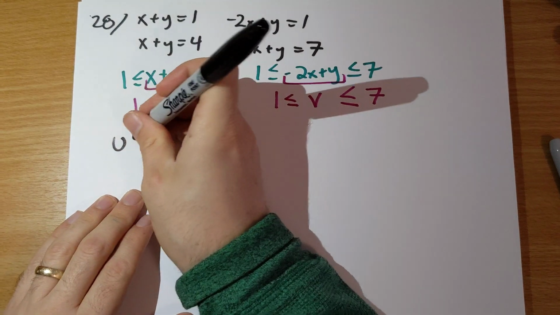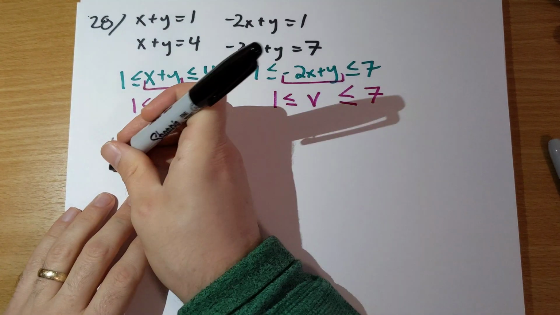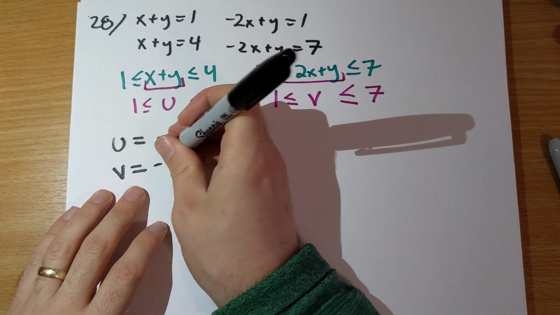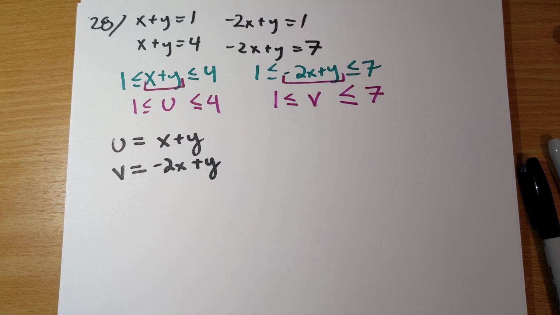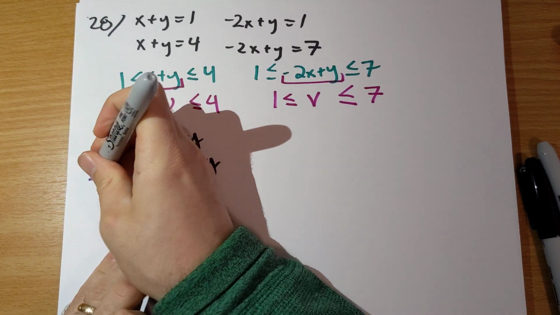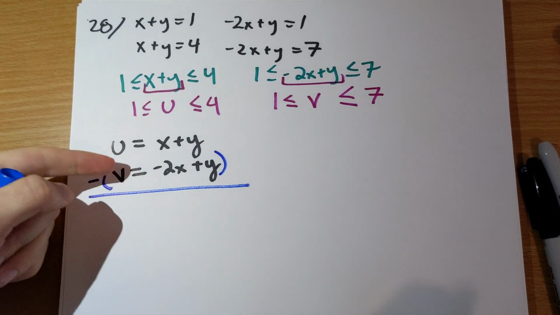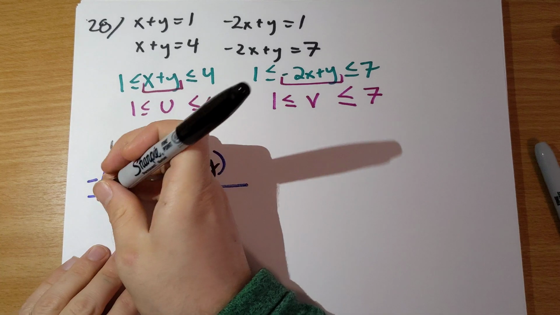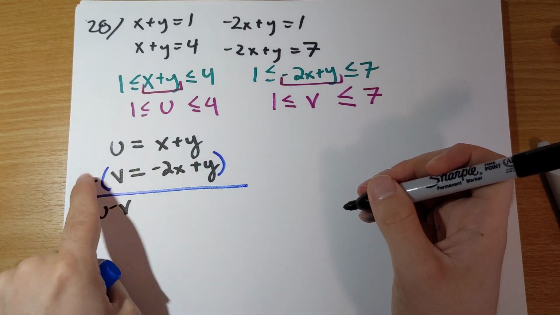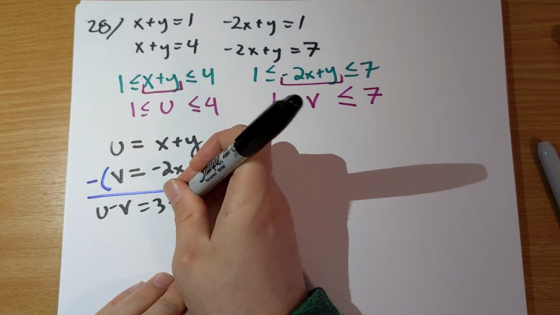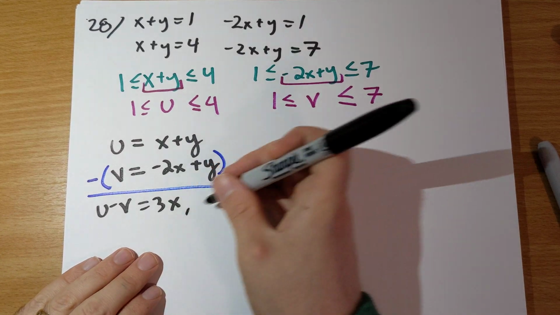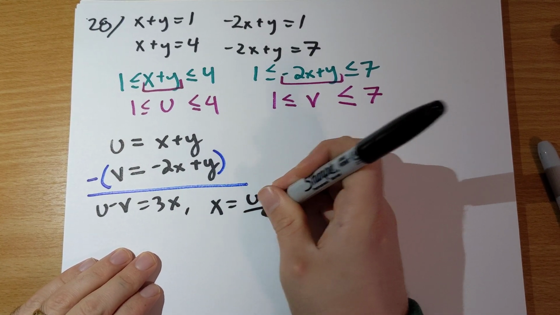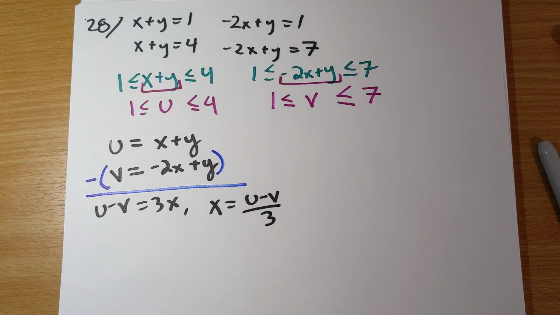So we have u is equal to x plus y. We have v is equal to negative 2x plus y. We want to solve for x and y in terms of u and v. Okay, how do we do that? I'm going to subtract the second equation from the first equation to get u minus v is equal to x minus negative 2x, which is x plus 2x is 3x, y minus y is 0. So u minus v is 3x, where x is equal to (u minus v) over 3. So hooray, we have x written in terms of u and v.